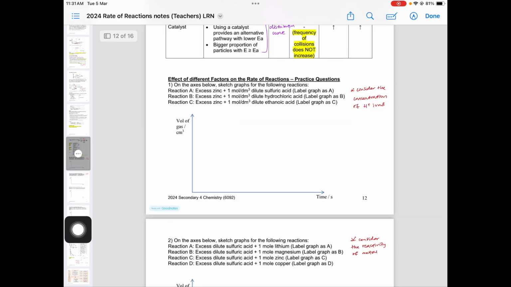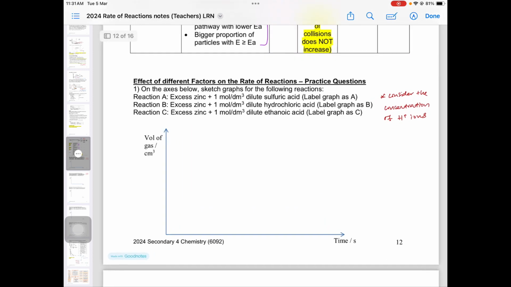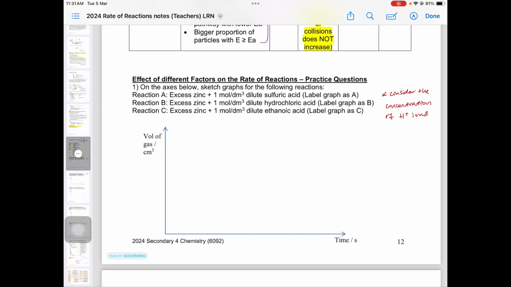If you look at your notes, there is a little practice on sketching graphs, when I change different factors and how that will impact the initial rate of reaction as well as the amount of products formed. So do this in your own time. I will upload the answers for you on Google Classroom.